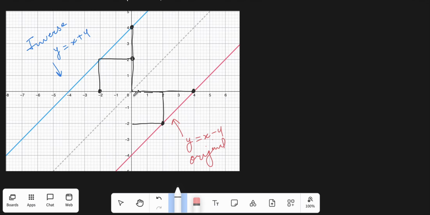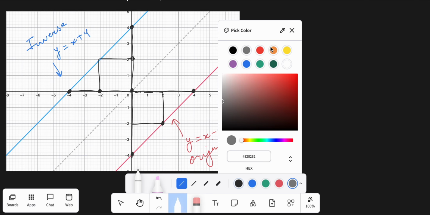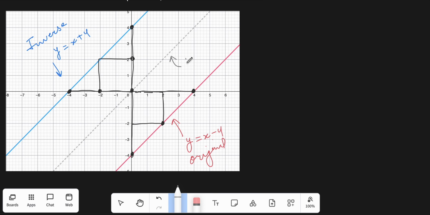Let's say at x is equal to 0. At x is equal to 0, our original function gives us -4. So at -4, our inverse function should give us 0, which is correct. And as is clear from this graph, the inverse function is actually reflected about y is equal to x.